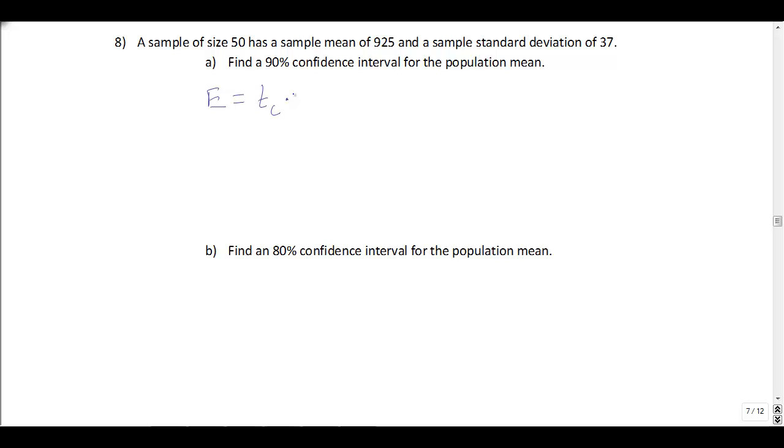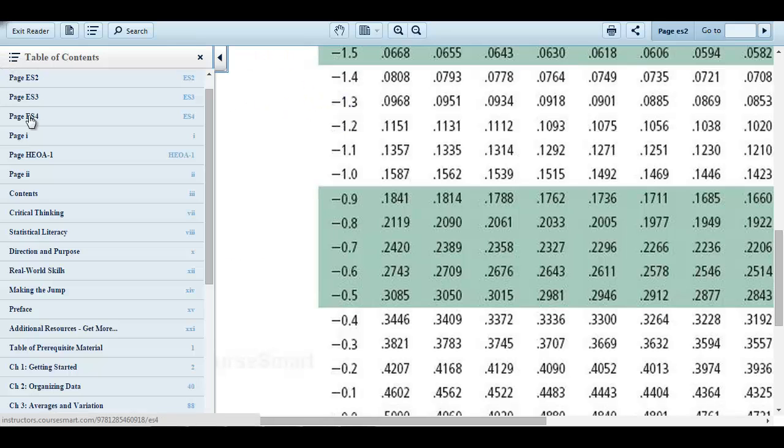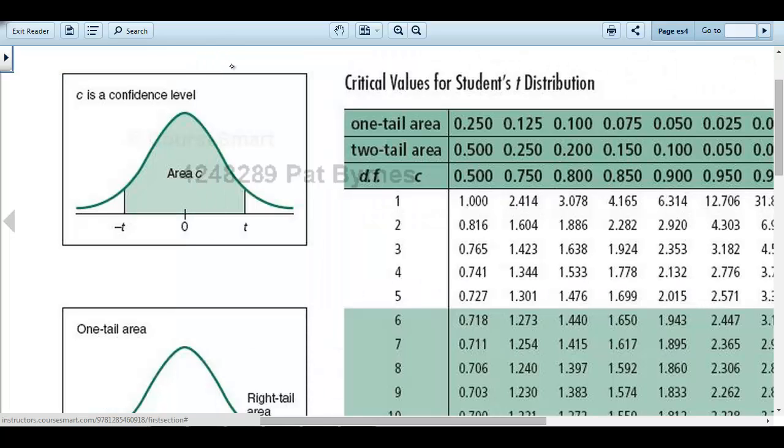Well, that's going to be the standard deviation of the sampling distribution. So sample size 50, it's going to be s over square root n. So we get t sub c. We have a 90% confidence interval, so we look up t.9. I'm going to go to my table here. Oops, this is the t distribution table.